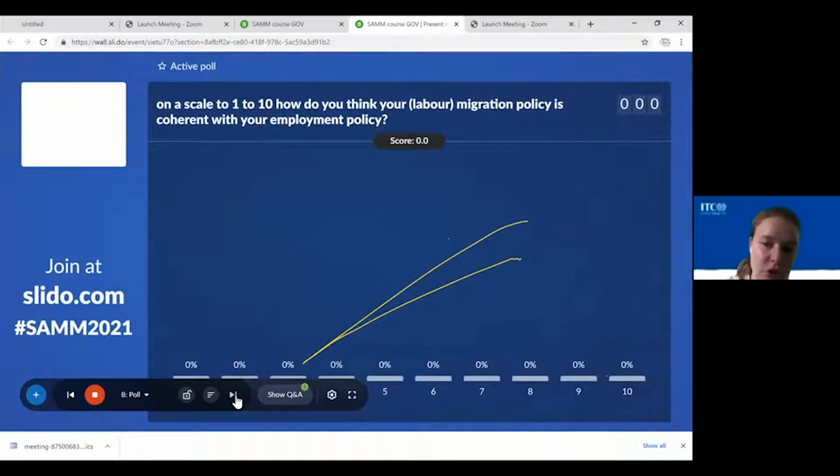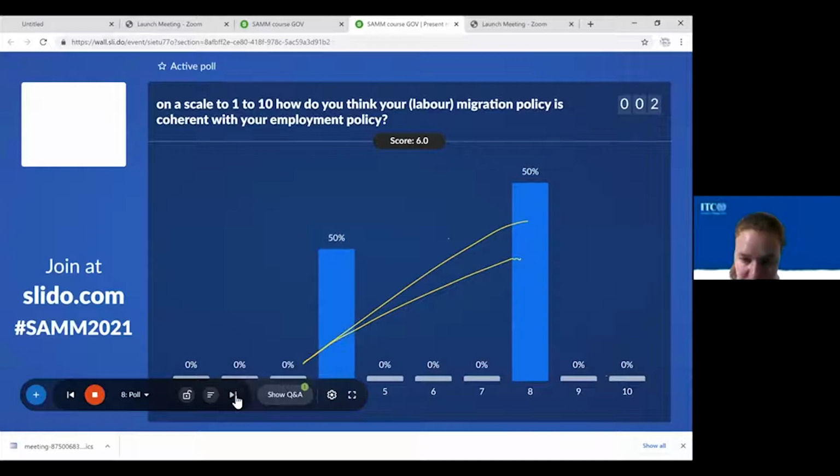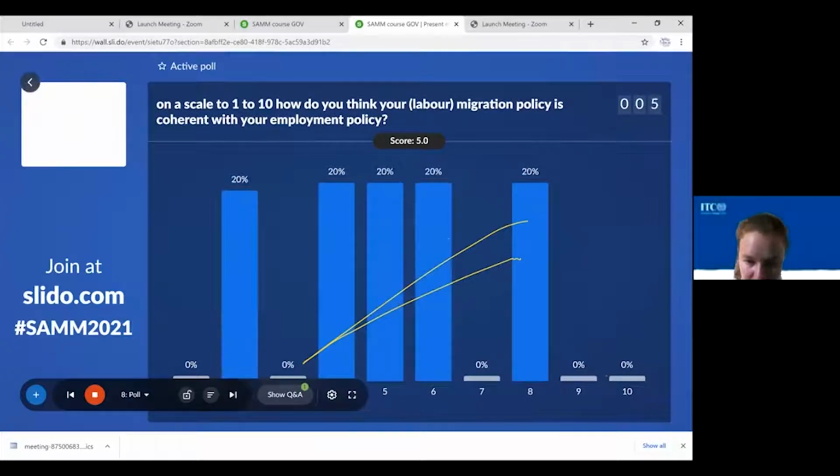So next question, on a scale from 1 to 10, and we'll be dealing at national level this time. How do you think your labor migration policy is coherent with your employment policy?